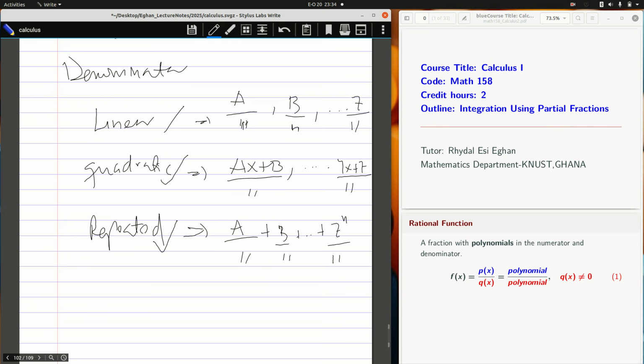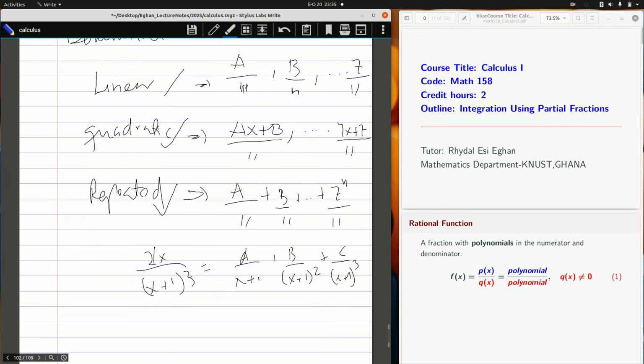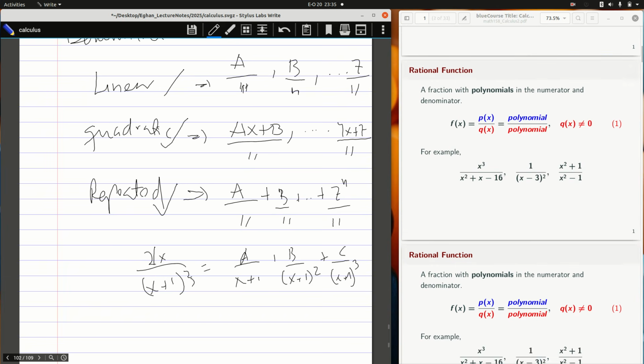So assume I have 2x over (x plus 1) all squared. Then I know I'm going to have A over (x plus 1) through to B over (x plus 1) squared. If it's cubed, then I'm going to C over (x plus 1) cubed, because these are linear and repeated. And so that's a simple introduction to partial fractions. And you know what we do when we are done? We have to find the unknowns. So don't forget about that for me. I'm done with the introduction on slide 1. That is what I got to say.